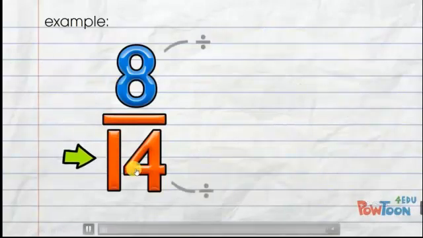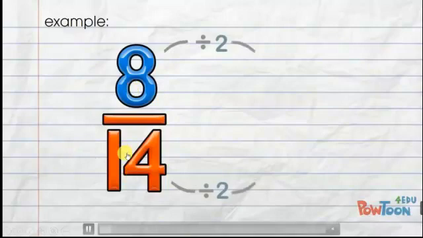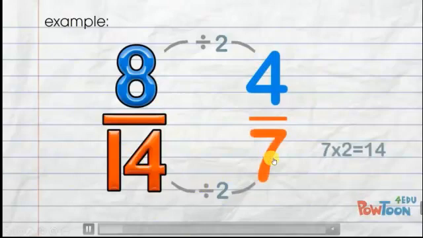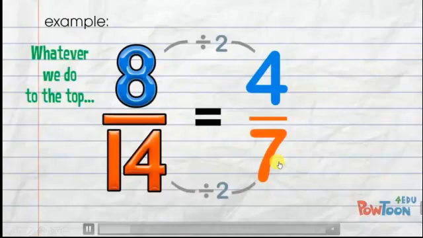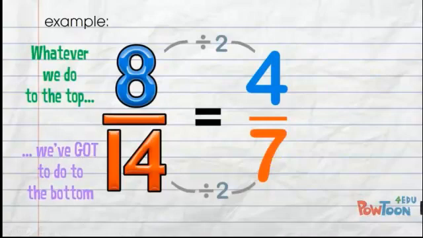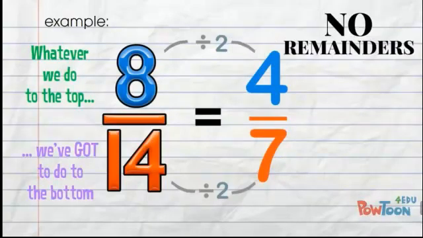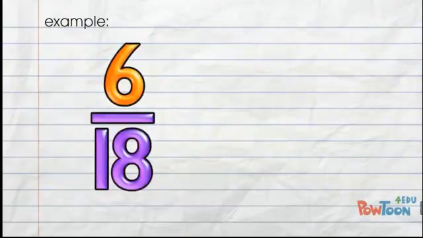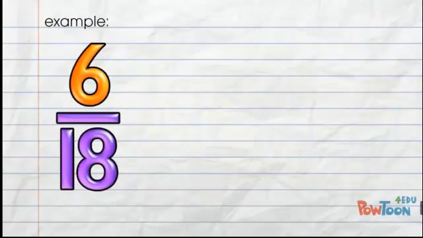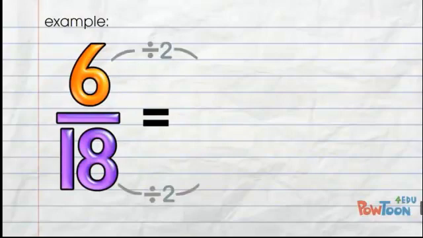Here 8 and 14, both of them are even numbers, so we can divide by 2. 8 divided by 2 is 4, and 14 divided by 2 is 7. So we got 4 over 7. Don't forget, whatever we do to the top, we have to do to the bottom. So this is the simplified fraction we got from 8 over 14. We have now 6 over 18. I can also divide by 2 as they are even numbers.